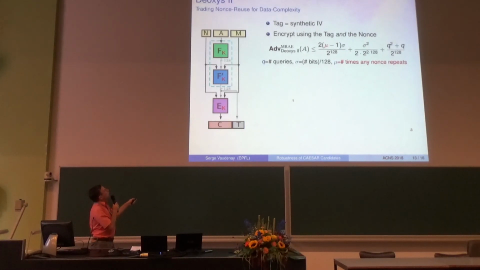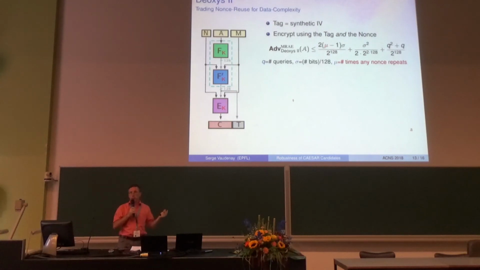The authors of this algorithm have proven this type of security bound. They have shown that an adversary has an advantage which is bounded by those parameters, where mu is the number of nonce repeats, sigma is the data complexity, and Q is the number of queries. It's also connected to the data complexity. And what we have found as an attack is an attack where essentially we try to find a collision on Fk on the associated data.